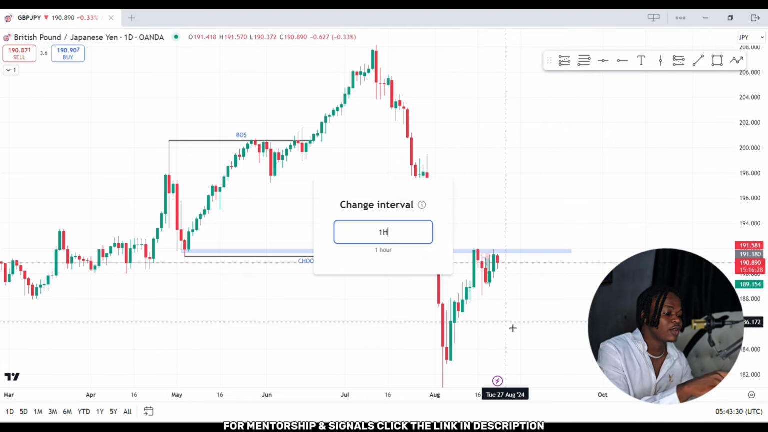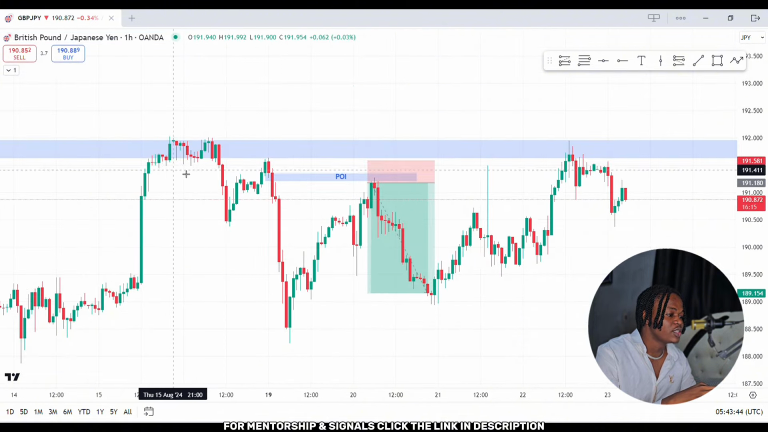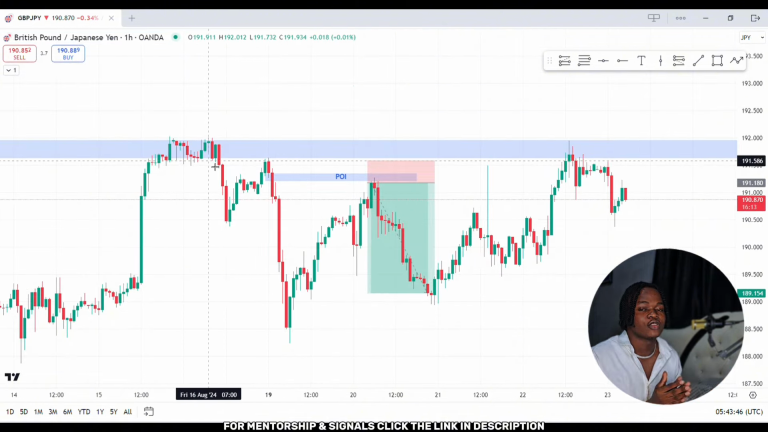I switched to the 1 hour time frame right here. On the 1 hour time frame, my setup has already played out. Remember, I always say this, right? If you're part of my students or my mentorship, I always say when price is approaching your point of interest, it's always smart to wait and see how price reacts to your point of interest to know if that trade is going to play out, right?